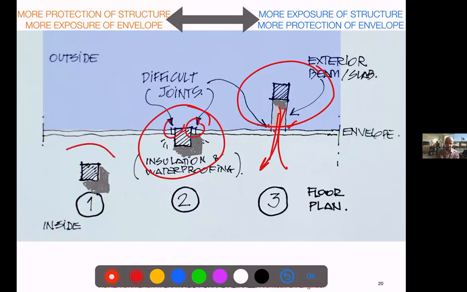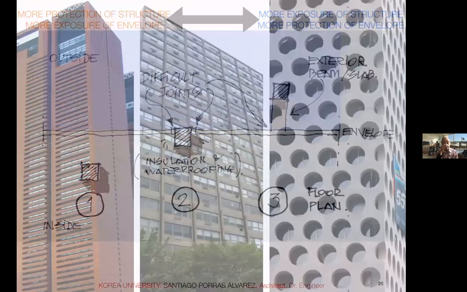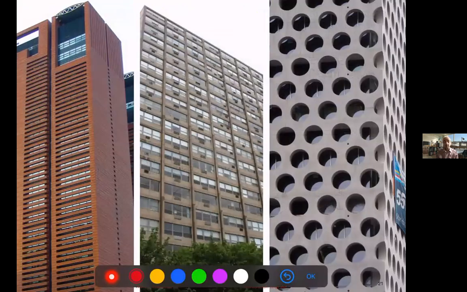And then one of the most common, in which you have columns inside, which many people might hate, but you still have the envelope outside. So these three examples show the envelope really wrapping the structure, being in contact. This is Mies van der Rohe, one of the few reinforced concrete towers he did, and the famous Urban Hive tower, which is a case of an exoskeleton.